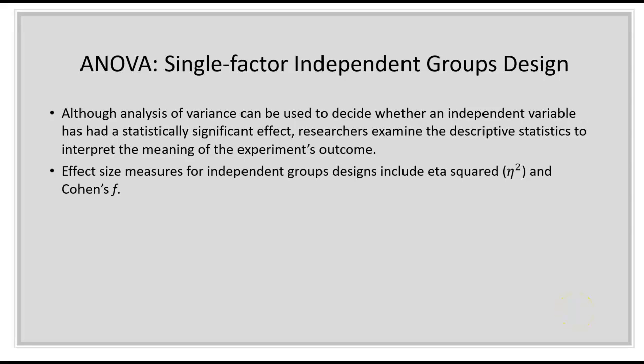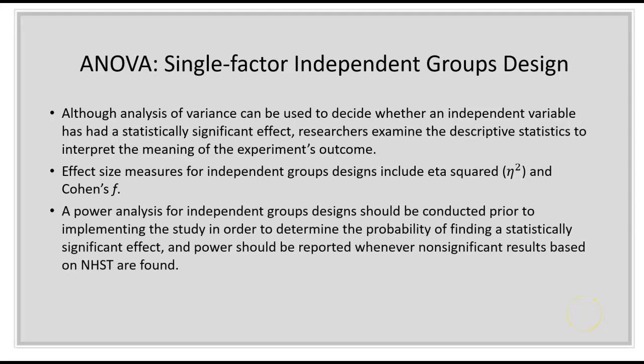Over the last 15 years or so, there's been a steady increase in the number of researchers being expected to report effect size measures along with their ANOVA results. There are a couple of choices. You can use eta squared. You can also use a measure called Cohen's f. There's also a growing expectation that some estimate of power analysis be provided.